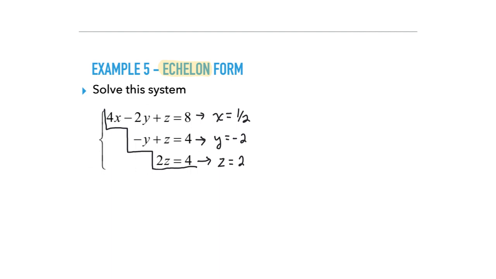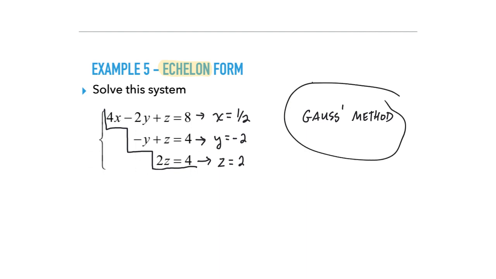Now you may be wondering, what does this have to do with Gauss's method? We didn't really use any of Gauss's steps in order to solve this system of equations. But Gauss's method, you'll see, is really about getting every single system quickly and efficiently into echelon form so that back substitution can solve it very, very quickly. Let's take a look at another example.